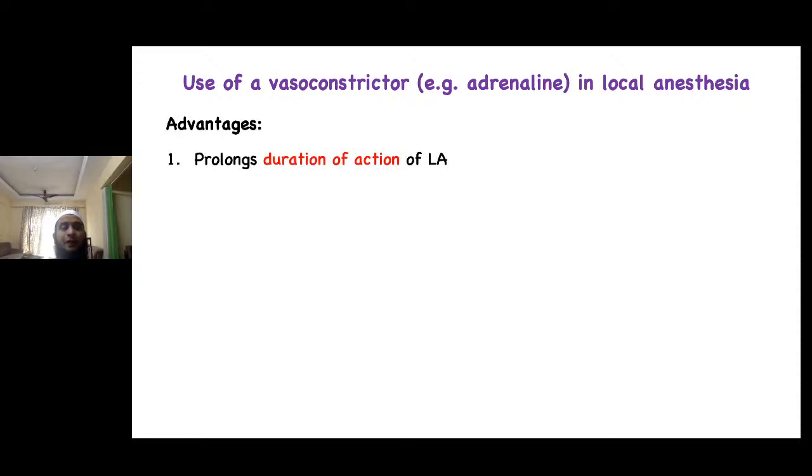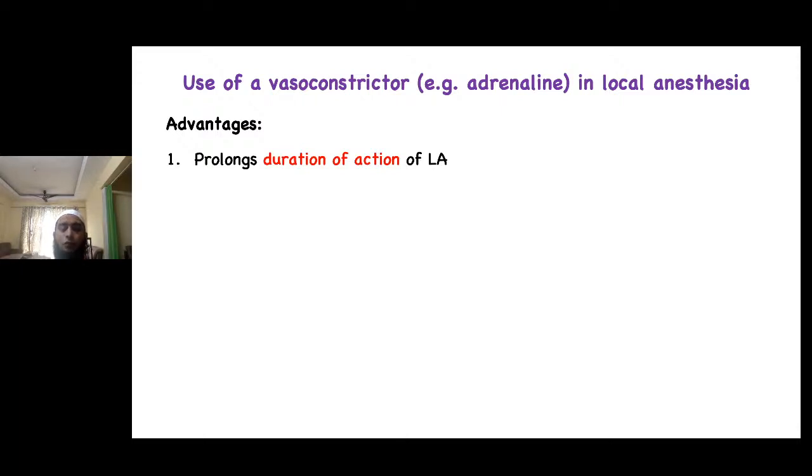The first advantage is that it prolongs the duration of action of the local anesthetic, because adrenaline produces vasoconstriction. So there is constriction of the blood vessels, and due to constriction of the blood vessels, there is a reduction in the blood supply at the site of action.